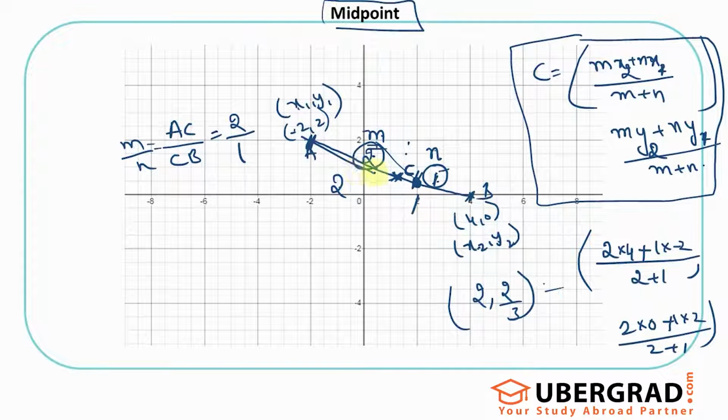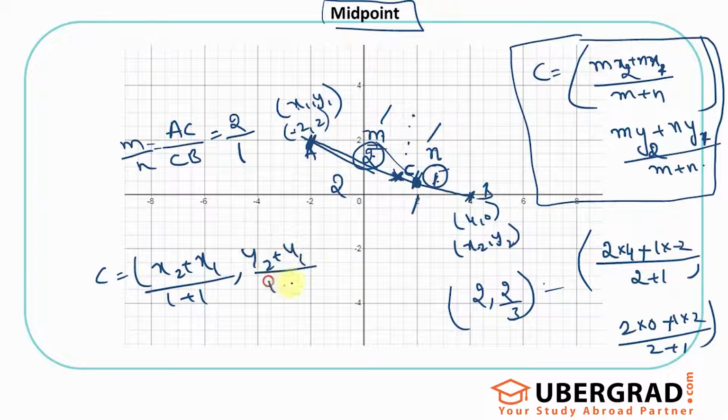What is the meaning of midpoint? A midpoint is a point which will cut this line into two equal parts. So the ratio of m is to n should be 1 is to 1. So m and n are 1, 1, 1. So what will I get here? For example, it would be x2 plus x1 by 1 plus 1, y2 plus y1 by 1 plus 1.